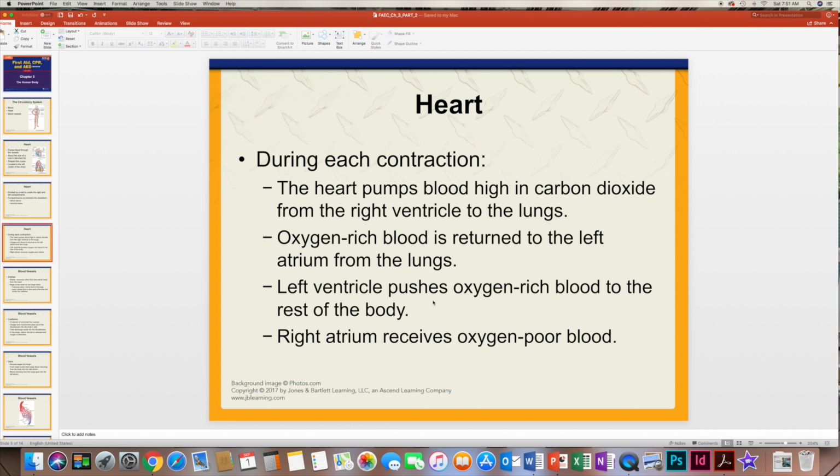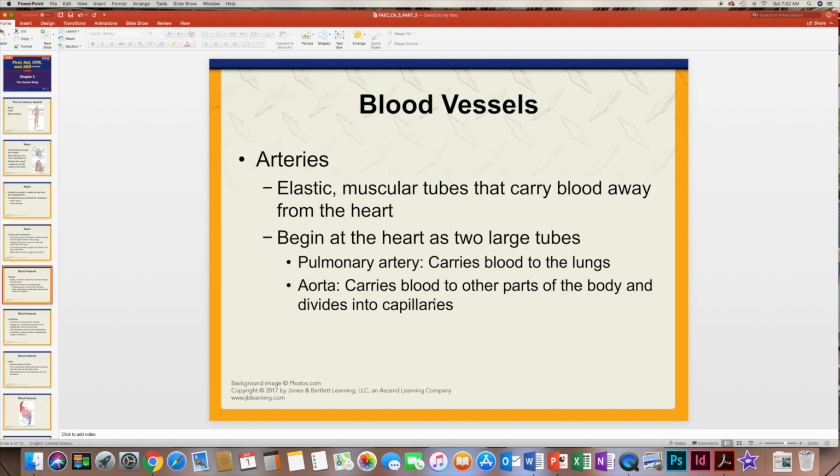and then the left ventricle will push that oxygen-rich blood out of the heart to the rest of the body, and then the right atrium will receive the blood that's high in carbon dioxide, and the cycle begins again. So it really is just a cycle that occurs with each contraction to make sure that poorly oxygenated blood receives oxygen, returns to the heart, and gets distributed through the body to all the cells, organs, and systems.